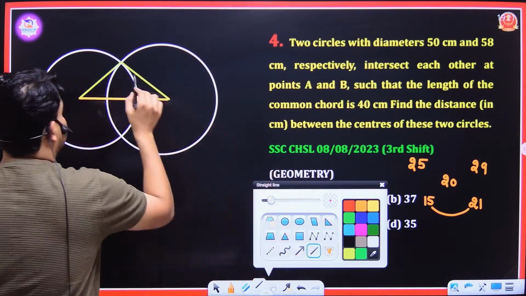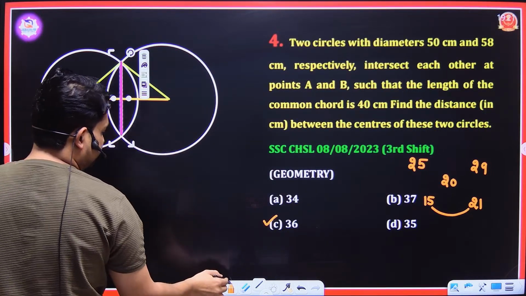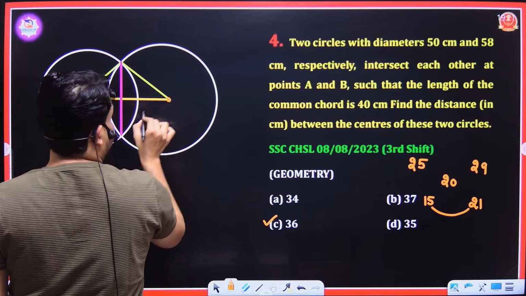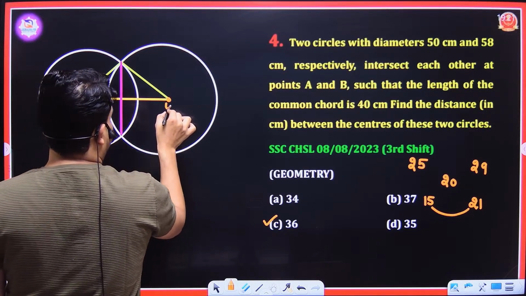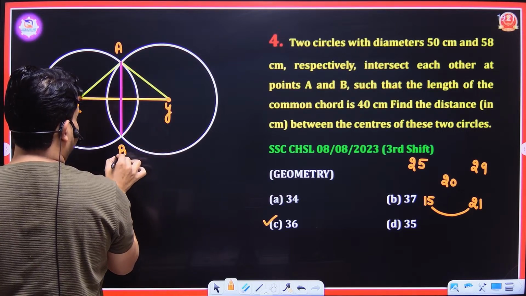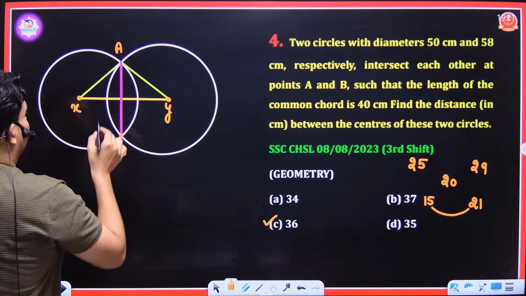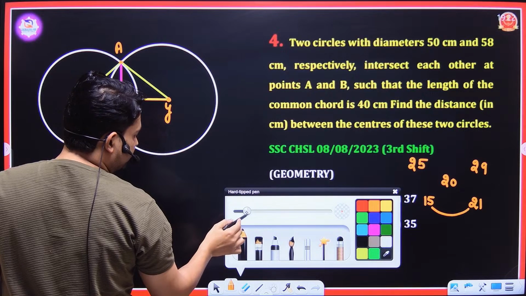See, this one is my common chord. And suppose these are the centers. This one and this one is the center. Suppose this point is X and this point is Y. This point is A. This point is B. See, AB is a chord of both the circles. That's why it is called a common chord. It is a chord of both the circles.